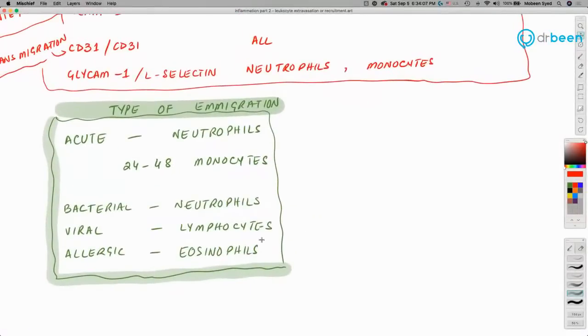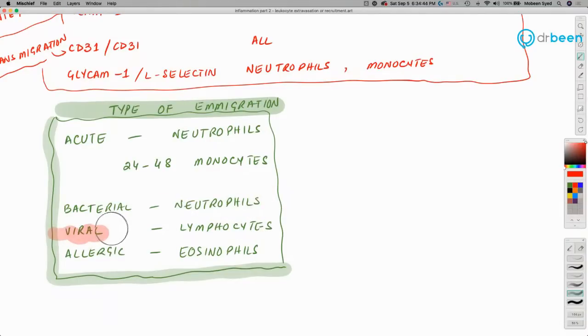And finally, the type of emigration, the cells that come out of blood vessels, what kind of cells are there? In the acute damage, that is, if there is an infection that happens and the very early response, or if tissue injury occurs, very early response is with neutrophils. So within minutes, neutrophils are going to come into that area. Then within 24 to 48 hours, within a day or two, monocytes and macrophages will come in. In case of bacteria, mostly neutrophils come in and do the function, their immune system response.